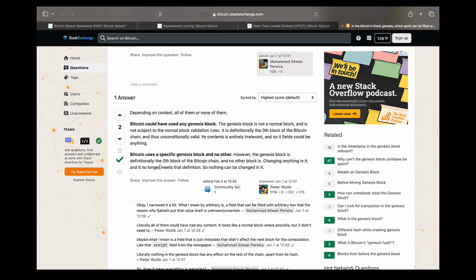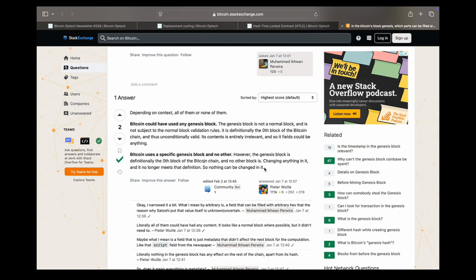However, the Genesis block is definitely the zeroth block of the Bitcoin chain, and no other block is changing anything in it, and it no longer meets our definition, so nothing can be changed, right? So when Satoshi was hard coding it, or he did not hard code it, he could have used arbitrary values. He could have changed the script pub key, he could have changed the version number, he could have changed the time lock, right? At that point in time, he could have done that. He could have changed the Merkle root, right?